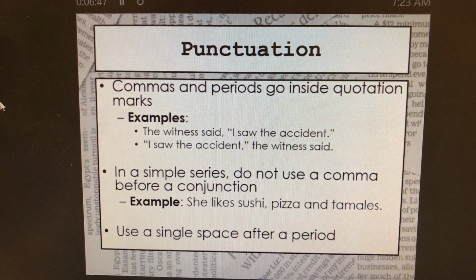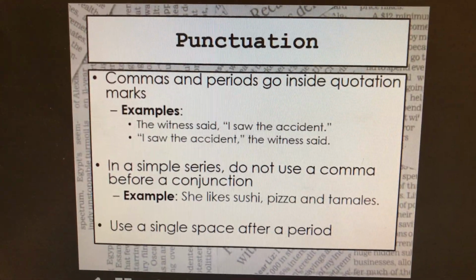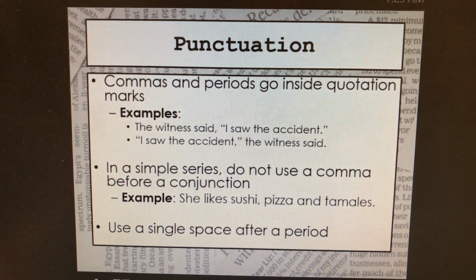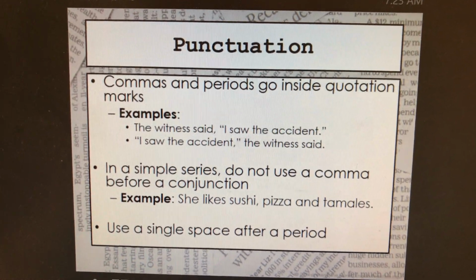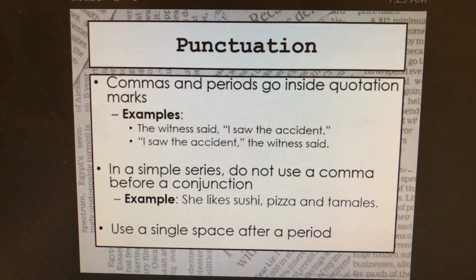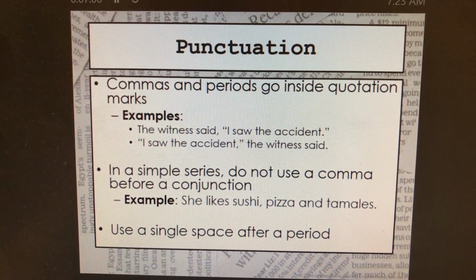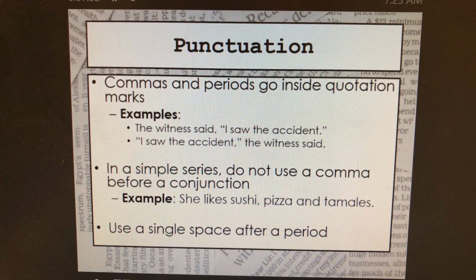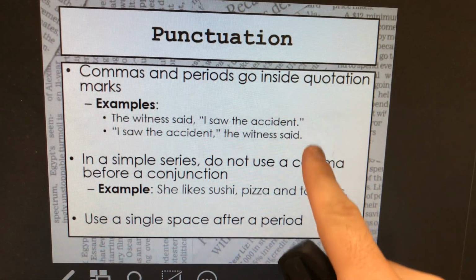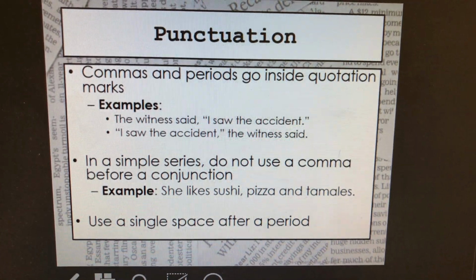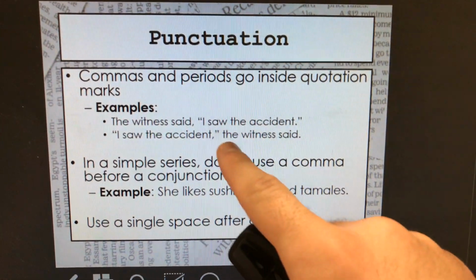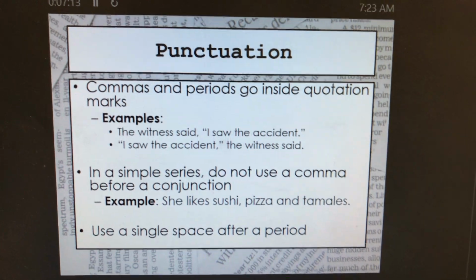Now, for punctuation, commas and periods always go inside quotation marks. Always, always, always. The witness said, "I saw the accident." And do you see how that period at the very end is inside the quotation mark? And then we see, "I saw the accident," comma inside a quotation mark, the witness said.